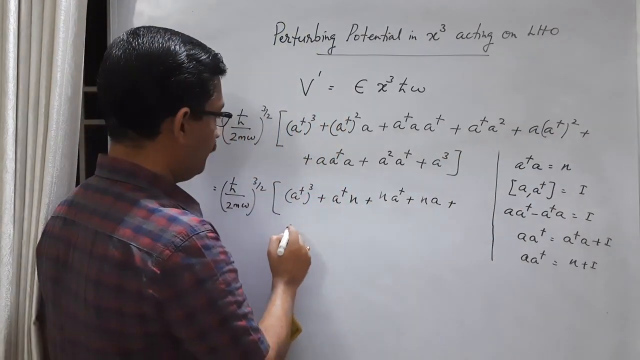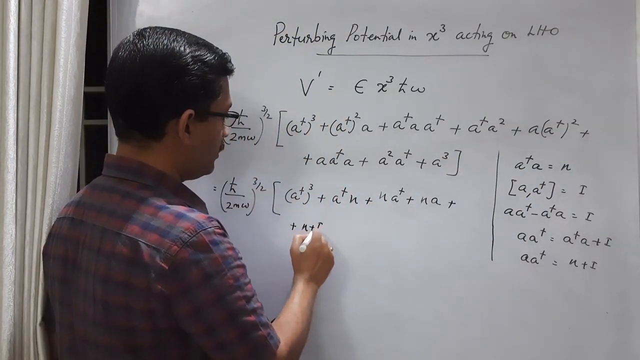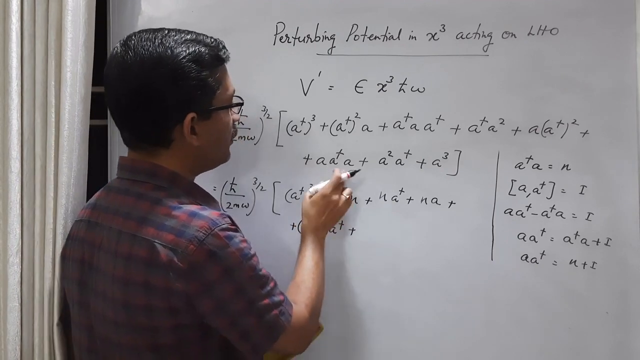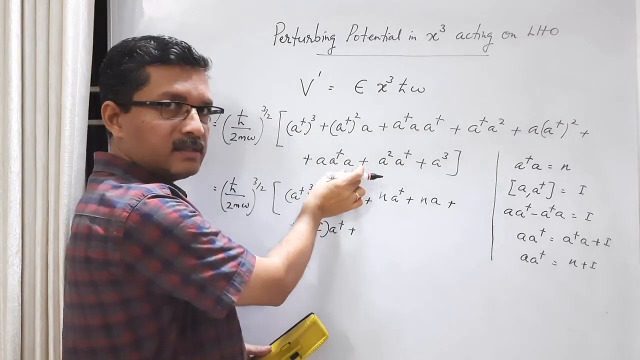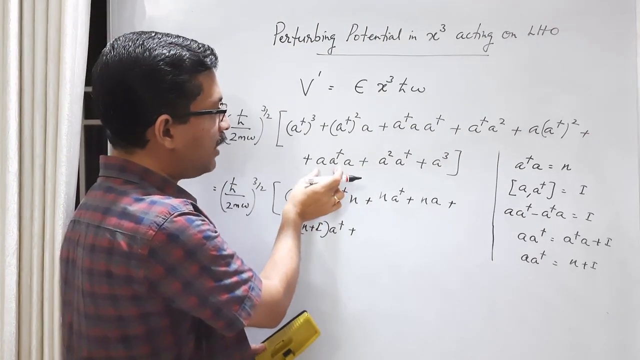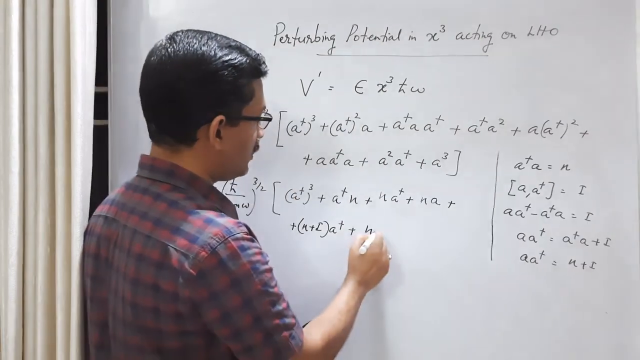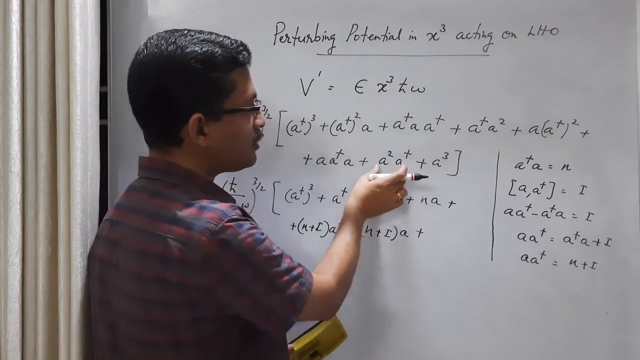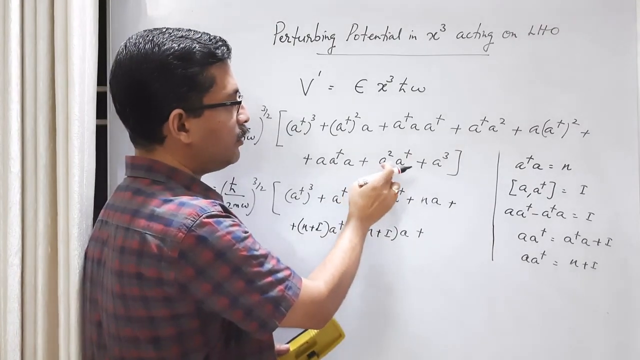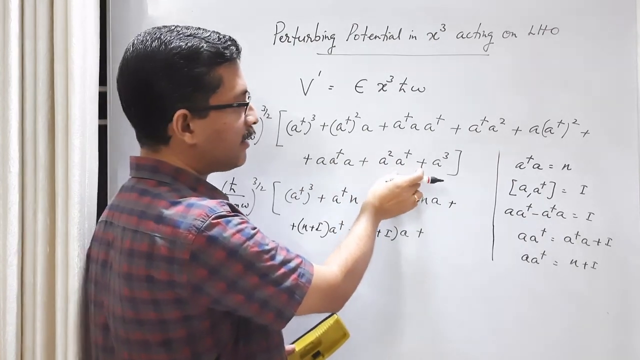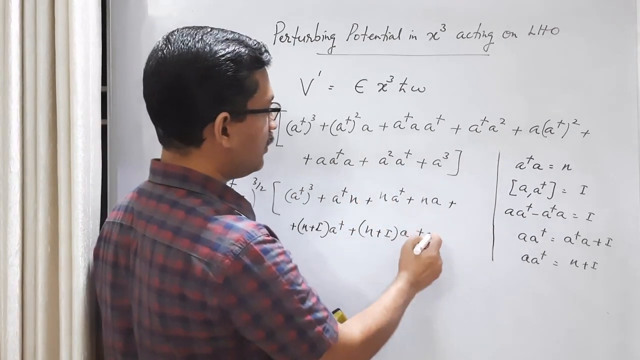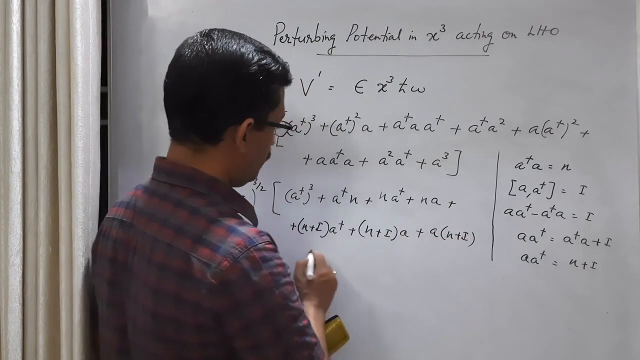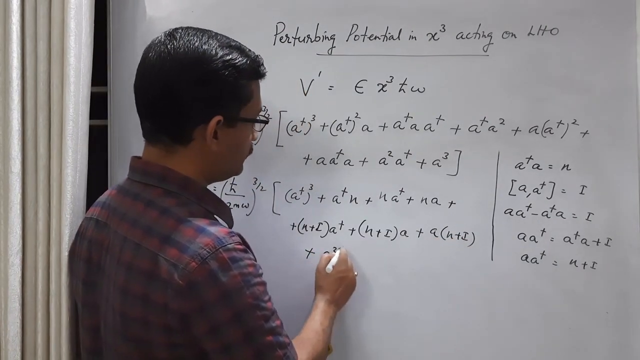So we have n plus I into a dagger, plus coming here keep a on the right end, and instead of a dagger I can write n plus I. So we have n plus I into a, plus here there is no choice, a into a dagger. So a dagger I can combine as n plus I. A will be in the left hand, so a into n plus I, plus a cube.